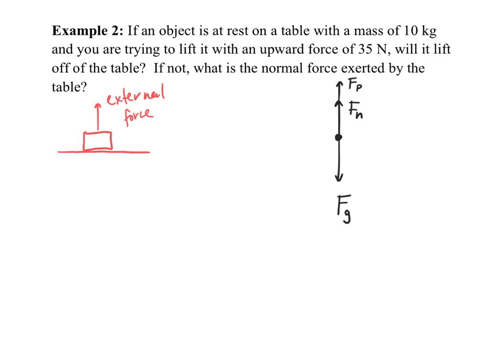We are given the mass. M in this problem is 10 kilograms. The applied force is given as 35 newtons. Gravity is 9.8 meters per second squared. So this is my arrangement right here. These are all of the given pieces of information.